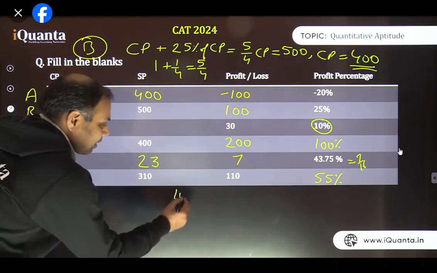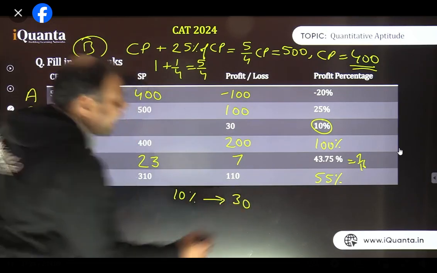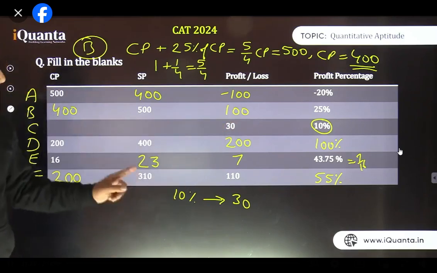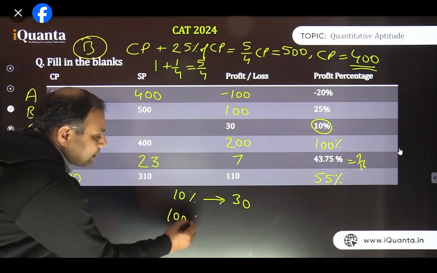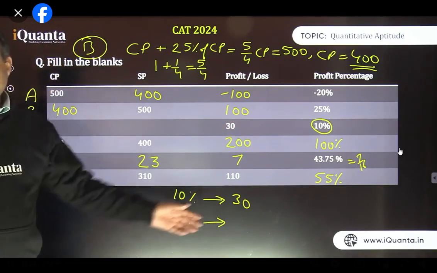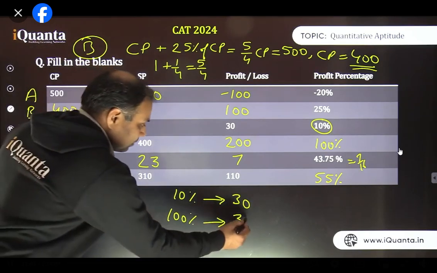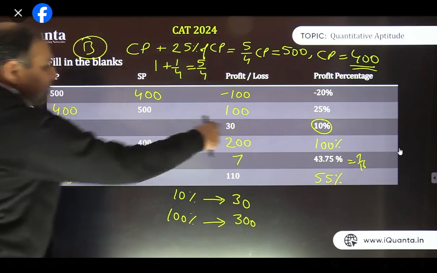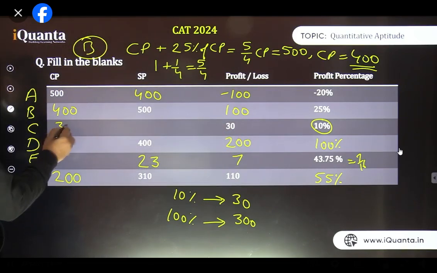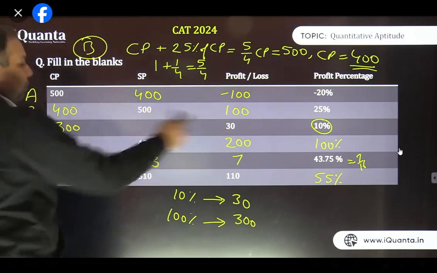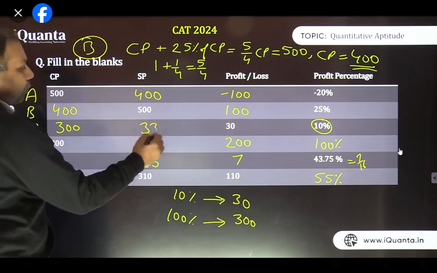See, if 10% of certain thing is 30 rupees, right? I'm talking about the C part, this third question here. If 10% is 30, can you tell me what will be the 100%? It's simple unitary method. It's 300. Fine? That's it. So if 10% is 30, then 100% is 300. And SP is simply sum of CP and profit. That comes out to be 330, right?